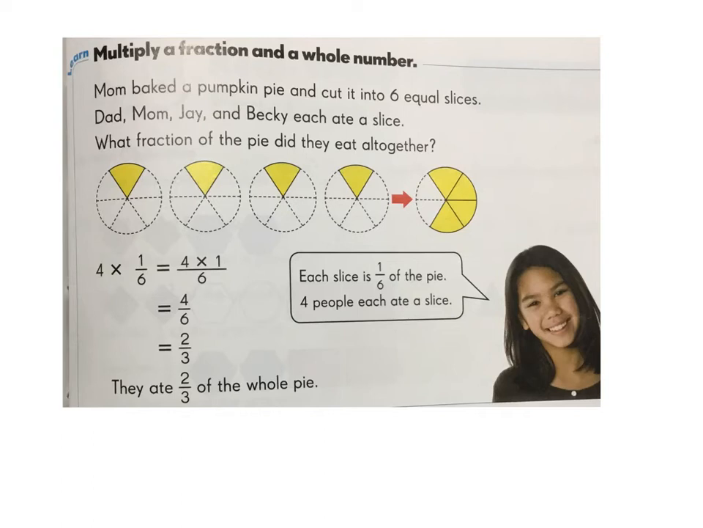A faster way of adding is multiplying. So 4, the whole number, times 1/6. So like we did earlier, you're going to multiply the whole number by the numerator. 4 times 1 is 4. The denominator stays the same. And here we have to reduce the fraction. 4/6 is not in lowest terms. You can reduce it by 2 as your greatest common factor. So they ate 2/3 of the pie.